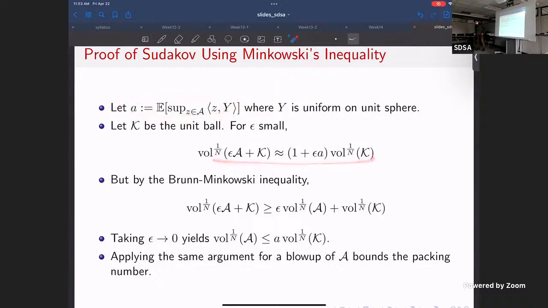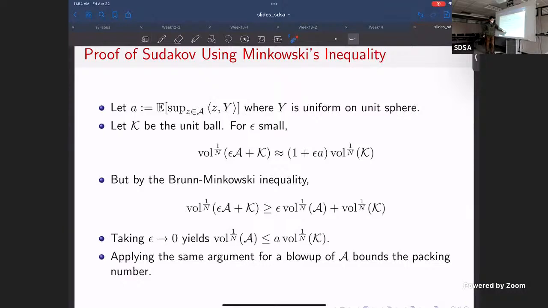And then I use the observation that if I take the Minkowski sum of K and some small convex set, then the new volume is approximated by the original volume of the ball plus some additional increment. And that increment is precisely captured by the mean width of the convex set. And then on the other side, by the Brunn-Minkowski inequality, we know that the volume of the Minkowski sum is lower bounded by the volume of individual convex bodies. So combining these two, we get some relationship between the volume and the mean width, which is A. And here, this volume of K is just the volume of the unit ball, which is a constant.